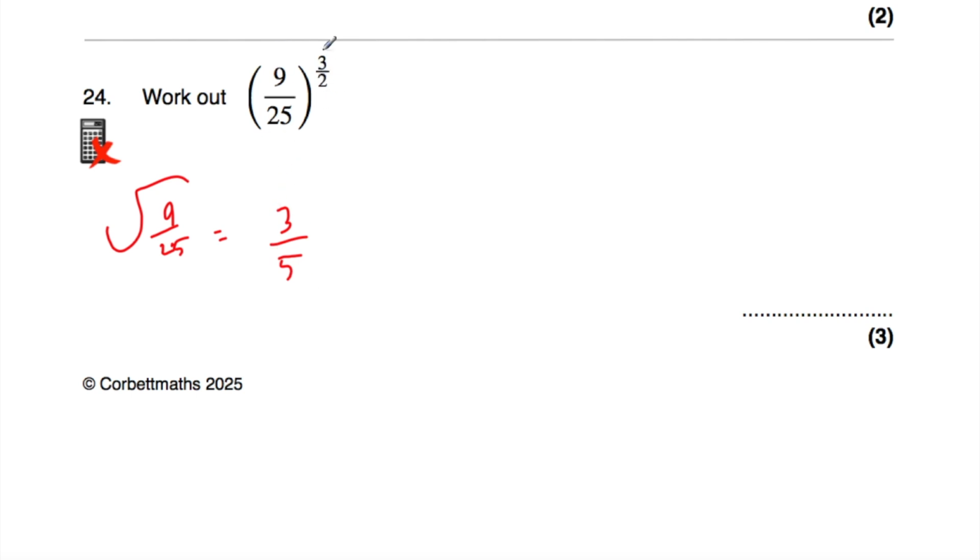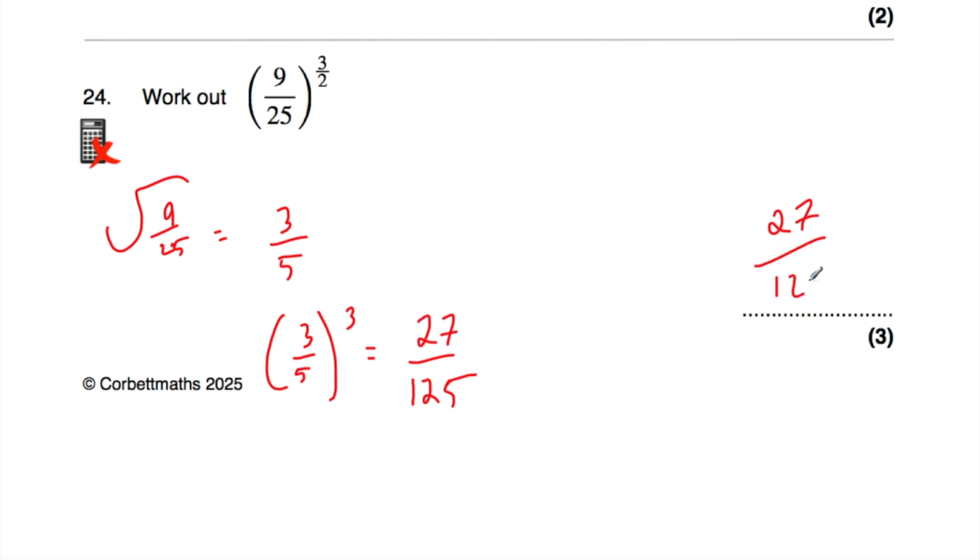So we've worked out the square root, now we need to cube it. So we need to take our fraction, our 3/5, and we need to cube it. And to cube a fraction, you just cube the numerator and you cube the denominator. Or you could do 3/5 times 3/5 times 3/5, and that'll give you the same answer. So 3 cubed is equal to 3 times 3 times 3, 27. And then 5 cubed is 5 times 5 times 5, which is 125. So the answer would be 27/125. And that's it. Okay, let's look at our next question, question number 25.